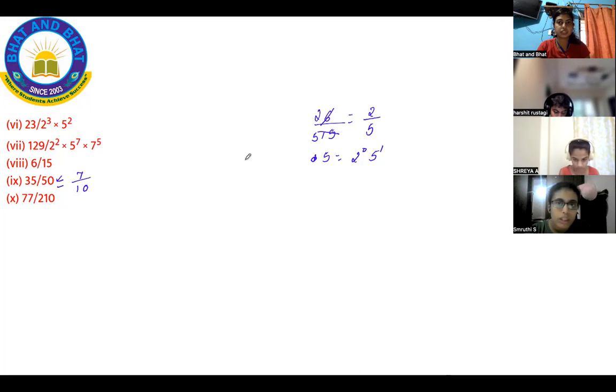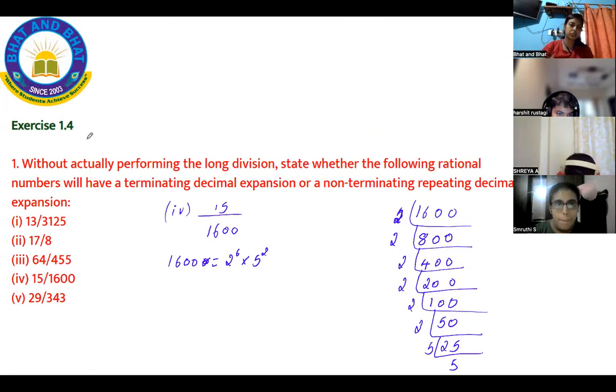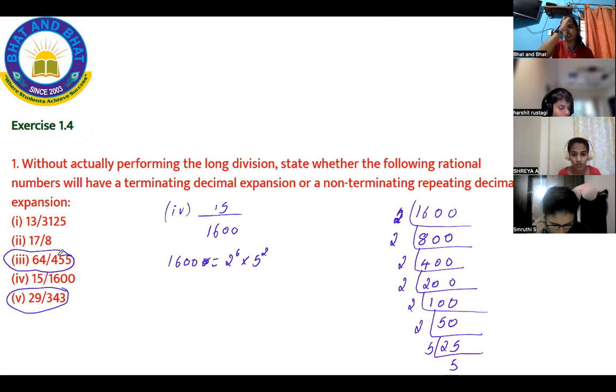Okay, understood this? Can you show the theorem slide? Theorem statement? Okay, 1 minute. So here, question number 10 is non-terminating. Question number 7 is non-terminating, correct? And question number 5, 3. So these are the terms which are non-terminating, correct? Okay. Remember this. For the next question, we need these things.